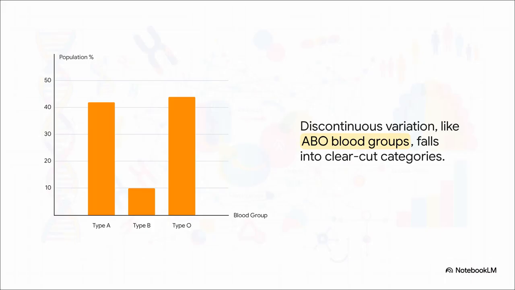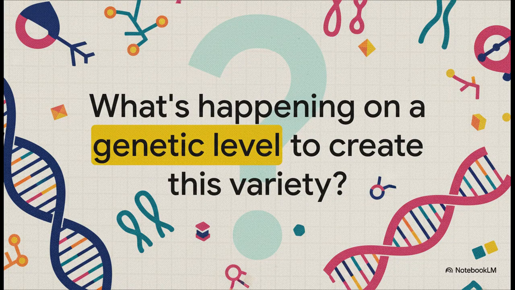But discontinuous variation? That's a whole different story. It's super clear-cut. Take your blood type, for example. You're either type A, B, AB, or O. That's it. There are no in-betweens. You can't be kinda type A. And these kinds of traits are usually controlled by just a single gene, and the environment doesn't really have a say in it. So, okay, this all makes sense.